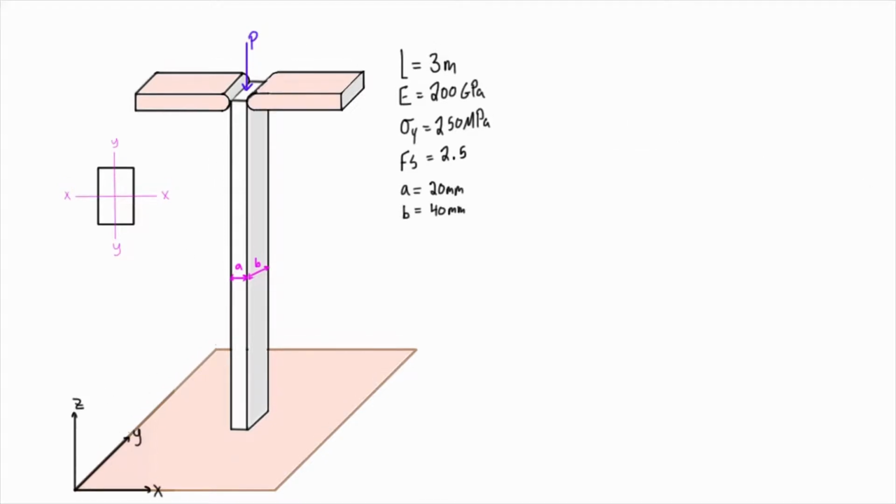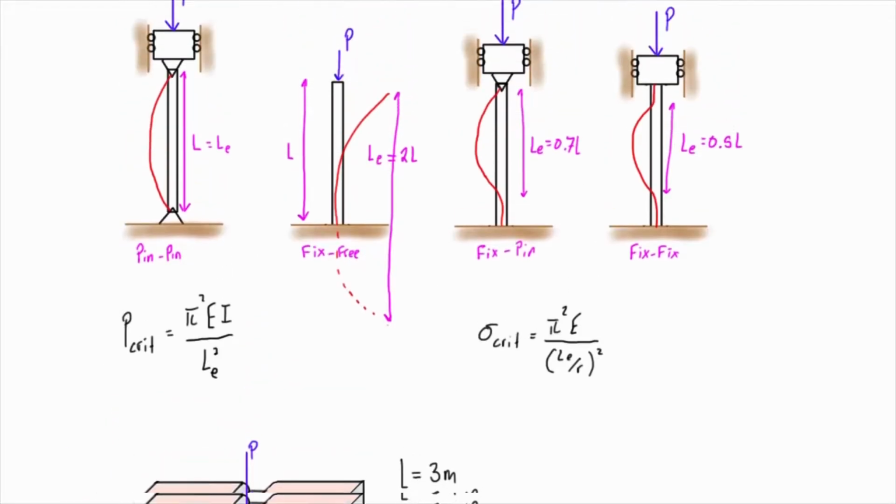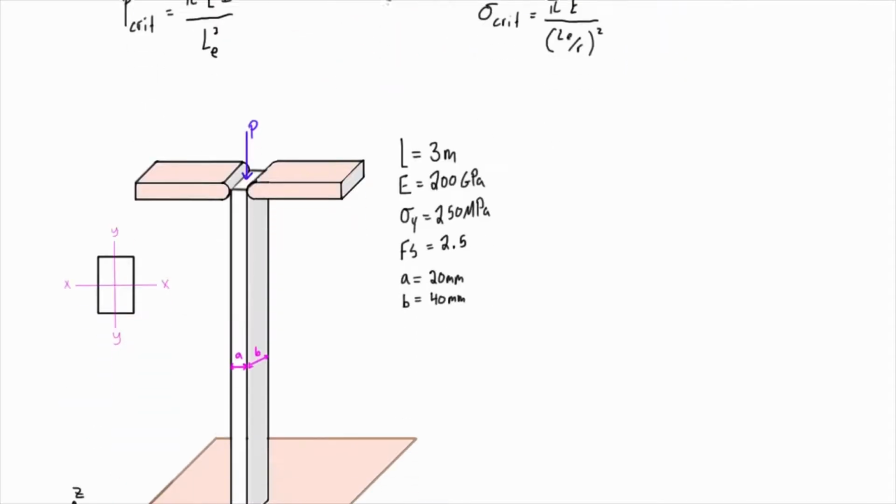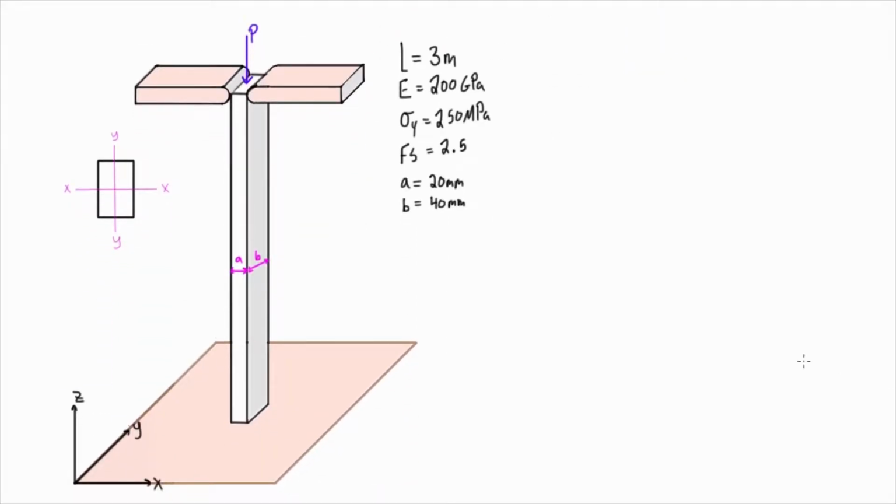So if we go back to a couple videos ago, we had these situations up here. In the case of a fixed connection at the bottom and a pin at the other end, the effective length that we're going to be using in our P critical formula is 0.7 times the actual length of that column. And for a column that's fixed on one end and free at the other end, we're using an effective length of 2 times the actual length. So depending on which way we're considering buckling to go in, we're going to have to use each of those.